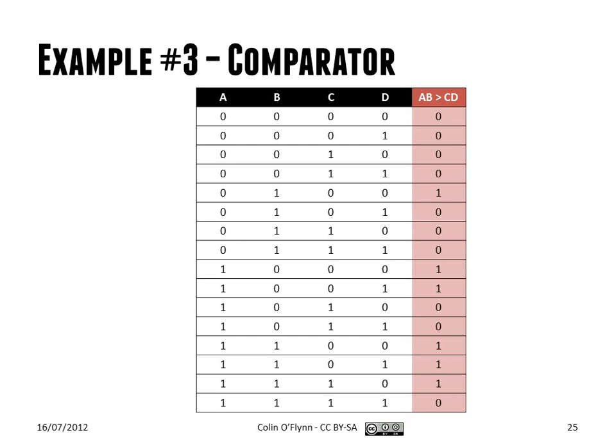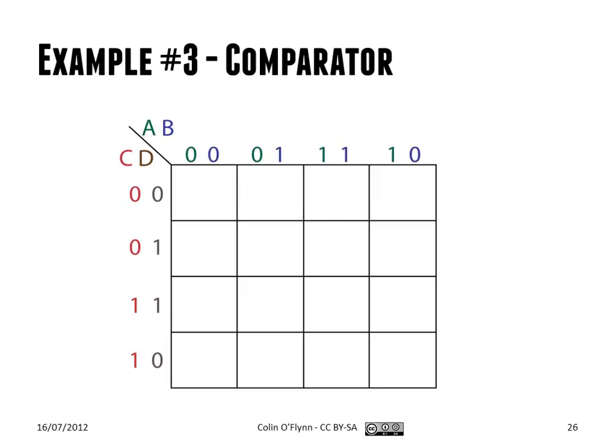Another example, say if we had a comparator, so when AB taken as the decimal number is greater than CD, the output's 1. Something like this is pretty straightforward to draw out, so this is a good example because if this is one input number, you can really quickly draw where it is higher than the other input number. So something like that. And then you can group them together again. So you'd have something like a group of four here.